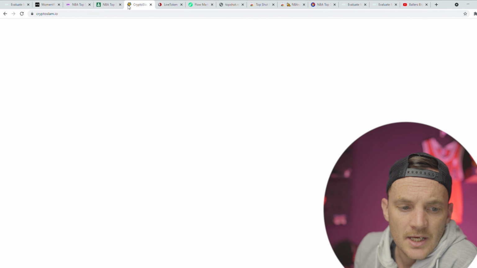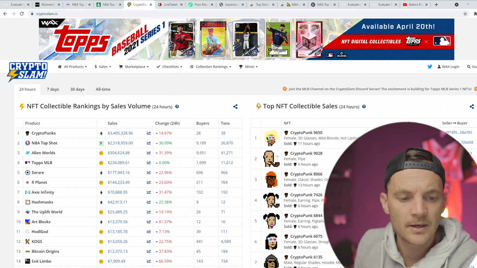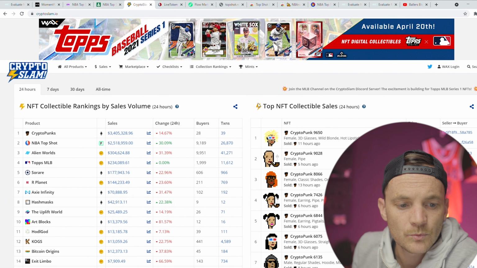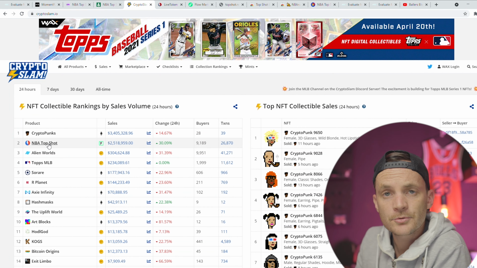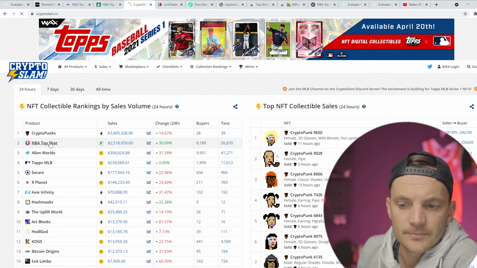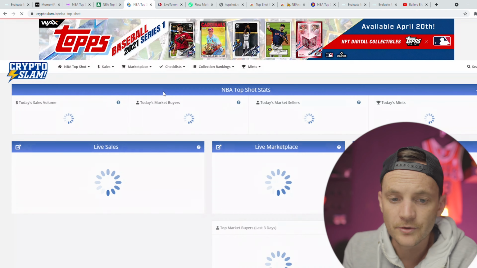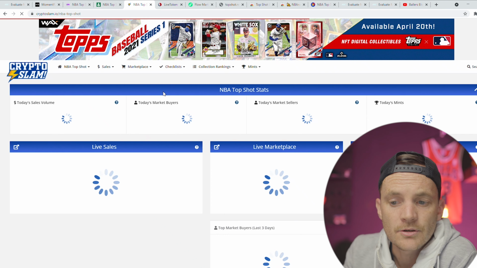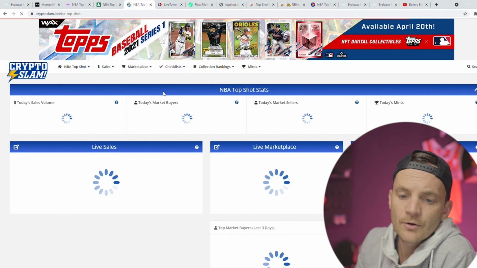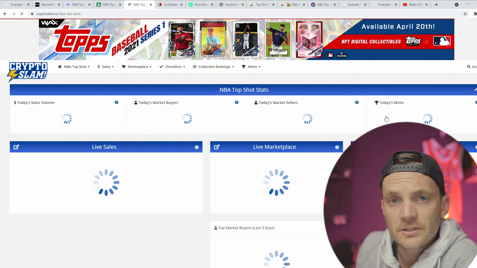CryptoSlam I like. It shows you a lot of the crypto NFT world. You click on NBA Top Shot and it's got a really good feature that none of the others really have. This one quickly shows you new mints. It also shows you sales, volume, total buyers, total sellers. But I really like this feature to check out what the mints were.